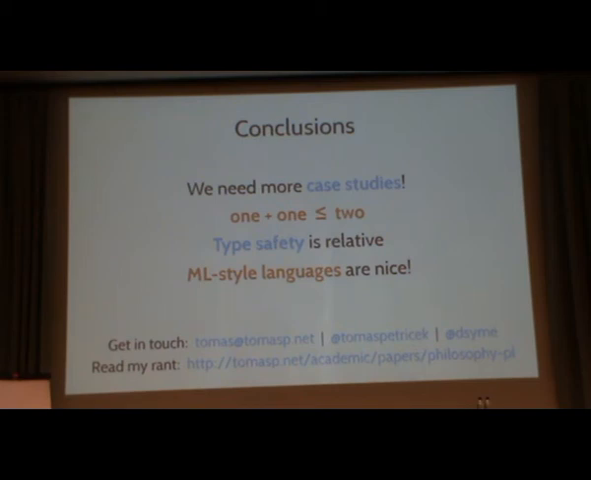So 1 + 1 is more than 2, and all the features that I was using are actually quite orthogonal. And the final note there is, I think, type safety, if we want to use it to the extreme, then it becomes more relative, but it's still useful, and the ML type system features are really fundamental for doing this kind of demo. Thanks.